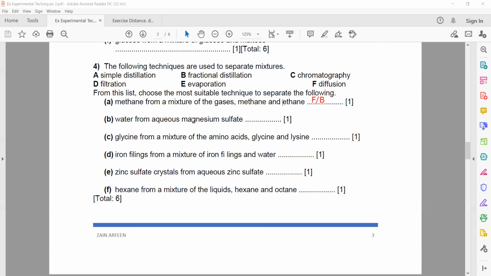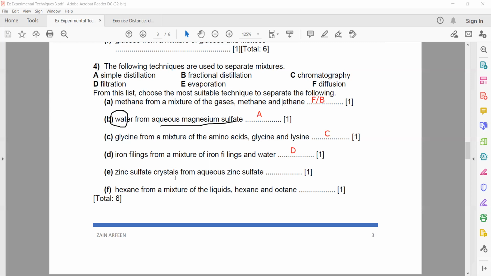Water from aqueous magnesium sulfate. So you need water from a salt solution. Aqueous means salt solution. So if we need water, we can use simple distillation, that is denoted by letter A. A mixture of amino acids. So amino acids are colorless, so we use chromatography. Iron filings, which are insoluble in water. So we can use filtration. So D.